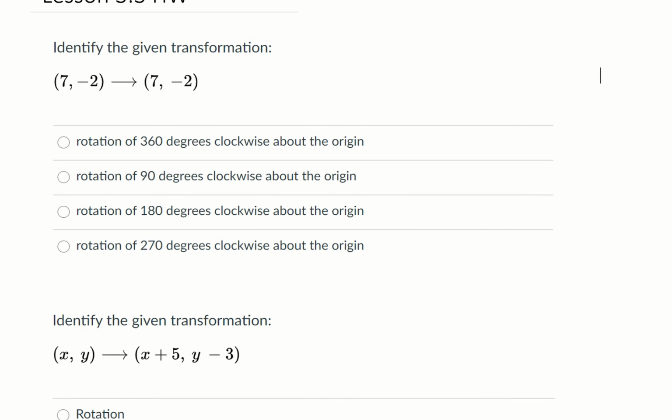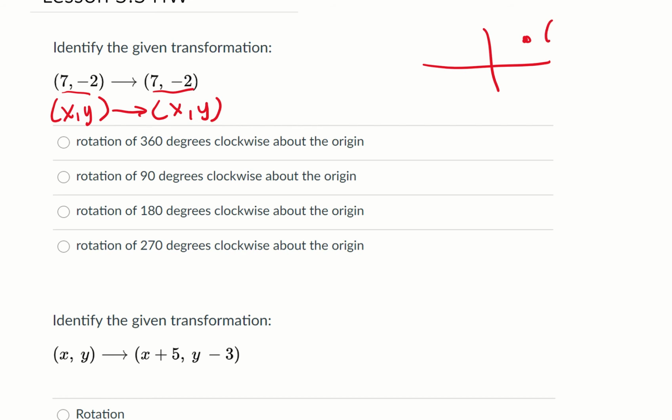So first problem, we want to identify the given transformation. Since we're talking about rotations here, the options are based off of rotations of different angles. So we're going from 7, -2 over to the same point, 7, -2. Whenever you see xy being mapped to xy like this, and it's some kind of rotation, because it's the same point, that means it must have rotated a full circle in order to get to that same point.